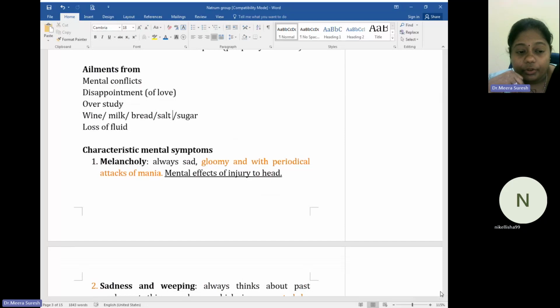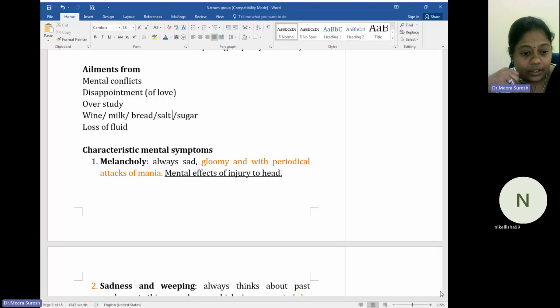Then, yeah, loss of fluid, maybe because of menses, or they have got sexual excess. Because this medicine, especially Natrum sulf, is psoric miasm, or they have that gonorrheal poison. So definitely they are having some sexually transmitted diseases and the miasm lurking. So the loss of fluid can be due to sexual excess also.